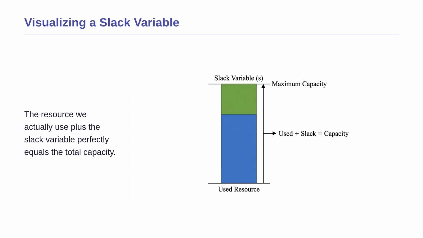In this diagram, the total height of the bar represents the maximum capacity of a resource, which is a fixed limit. The blue section is the resource we actually use. The green section on top is the slack variable, representing the leftover unused amount. By adding the used resource and the slack variable together, they perfectly equal the total capacity. This simple addition is what allows us to replace an inequality sign with an equal sign.